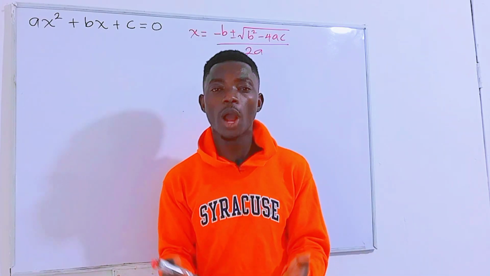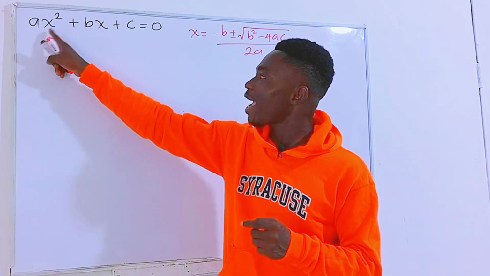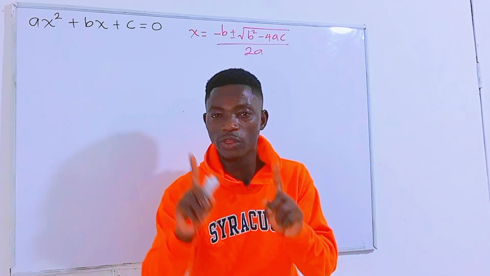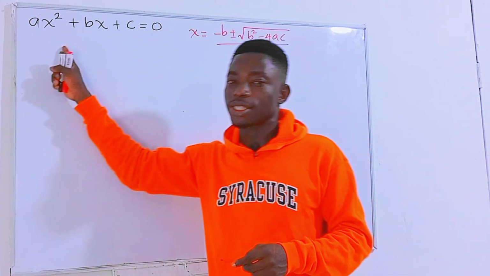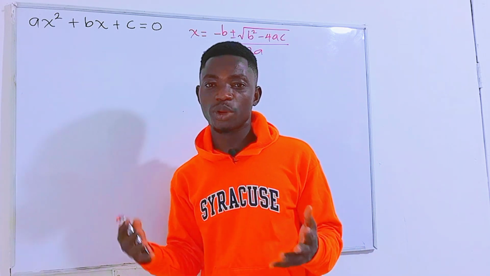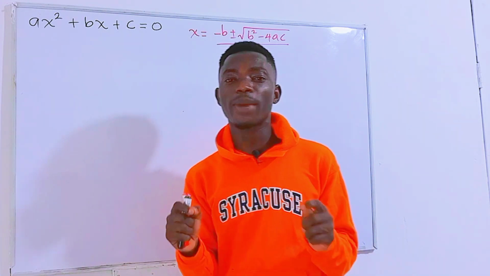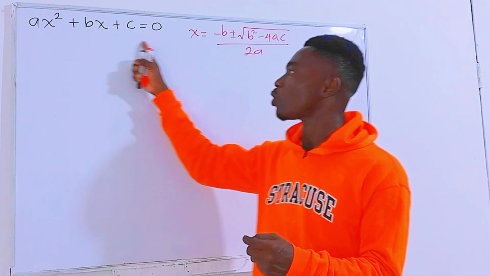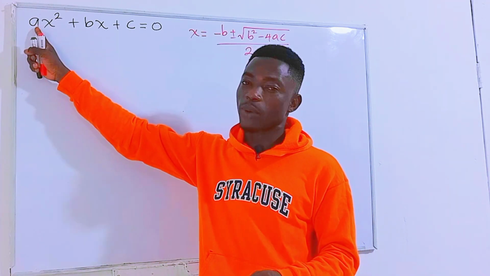Hello guys and welcome. Today we have this quadratic equation right here: ax squared plus bx plus c is 0, and we have to show that in fact x is equal to the whole of this is a solution to this quadratic equation. Pretty interesting question. So how do we do it? I'm going to use the method of completing the square to show that indeed this right here is a solution to the quadratic equation. But before then, let's pay attention to this a right here.